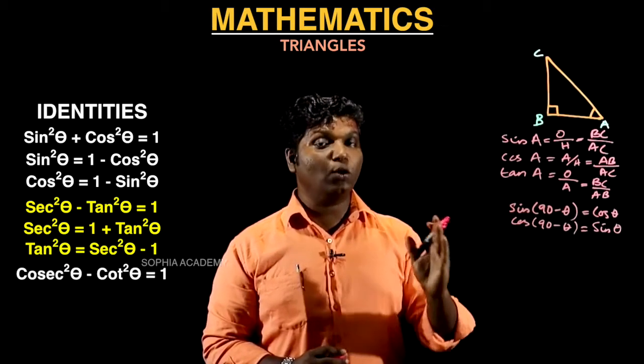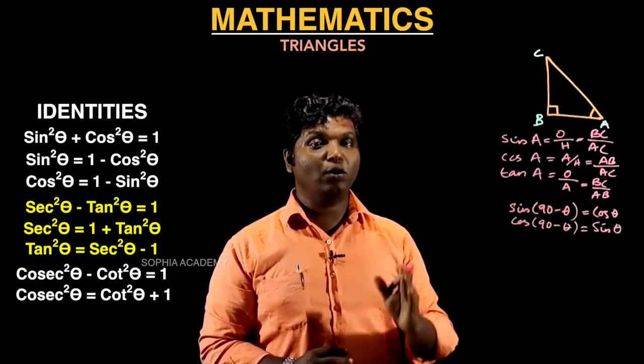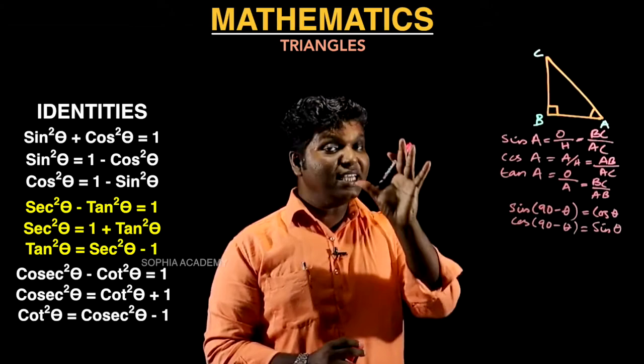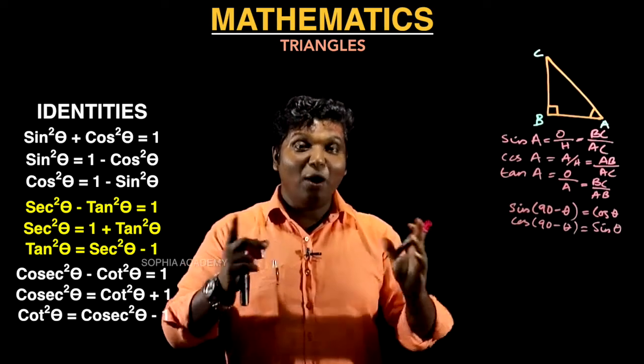Cosec square theta minus cot square theta is equal to 1, cosec square theta is equal to cot square theta plus 1, and cot square theta is equal to cosec square theta minus 1. These are the 9 identities. You may be amazed how I can say this so fast, right? How can you get this thing?